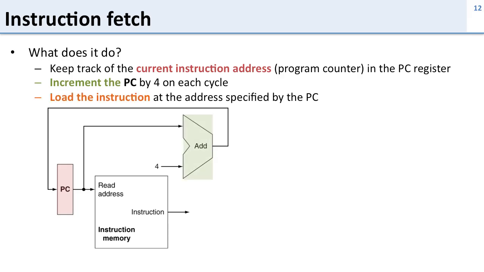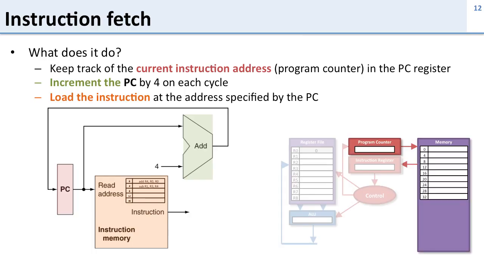Then finally, it needs to load the instruction at the address specified by the program counter, and we're going to do that by loading from a special instruction memory. So here's our setup that we have. Now inside the instruction memory, we're going to store all of our instructions, just like we saw when we were talking about the ISA. If you go back to the lectures we had for the ISA, you can see how similar this is to what we had before. We have a memory and a program counter, and the program counter loads from the memory.